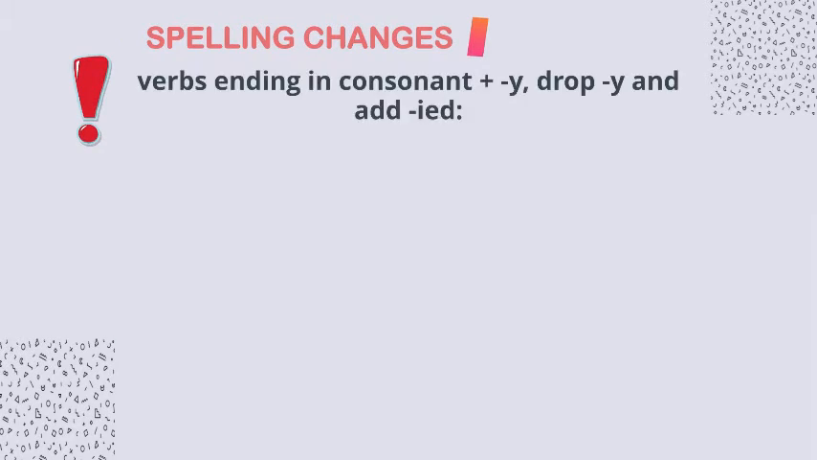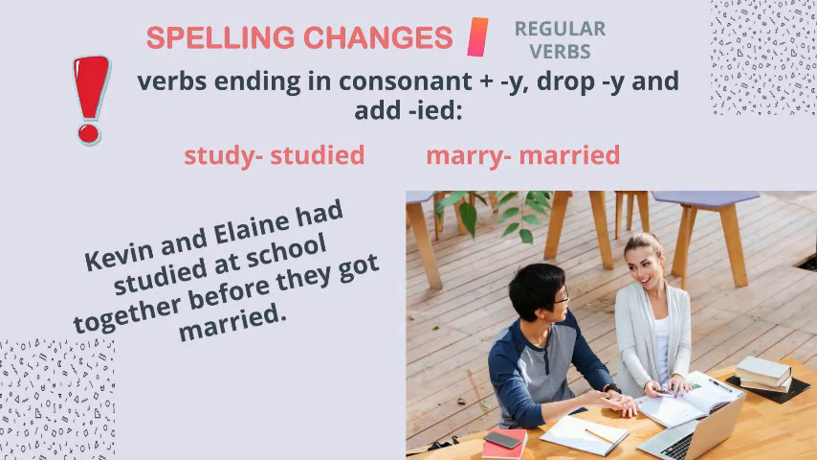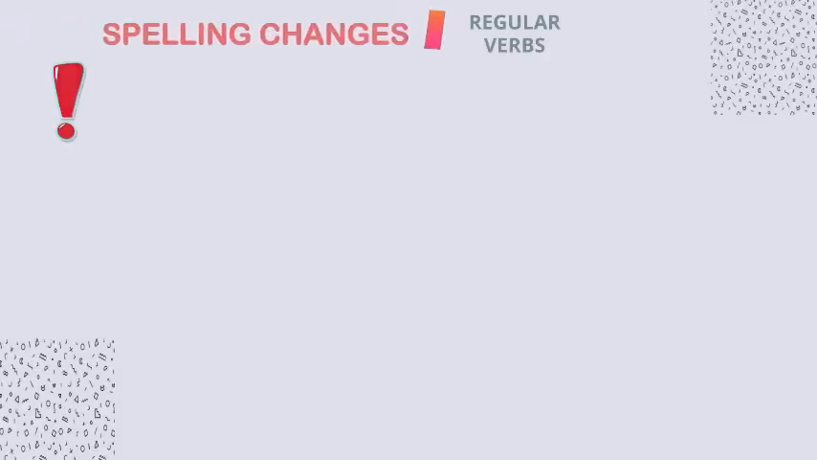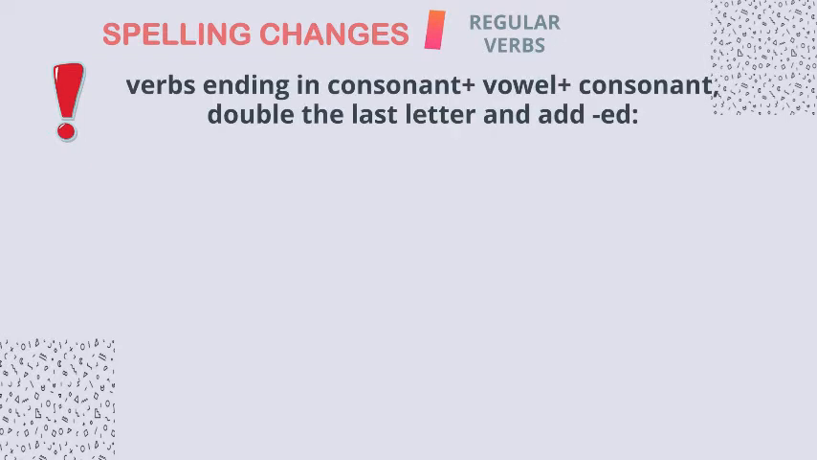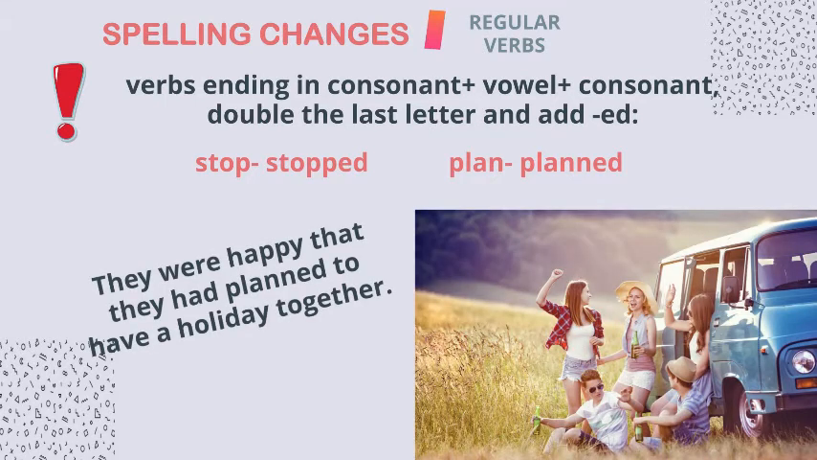2. Verbs ending in consonant and y, drop y and add ied. Study, studied, marry, married. Kevin and Elaine had studied at school together before they got married. And 3. Verbs ending in consonant, vowel, consonant, double the last letter and add ed. Stop, stopped, plan, planned. They were happy that they had planned to have a holiday together.